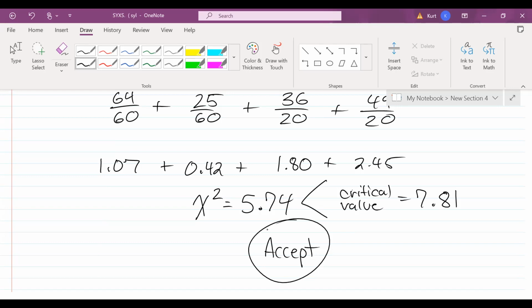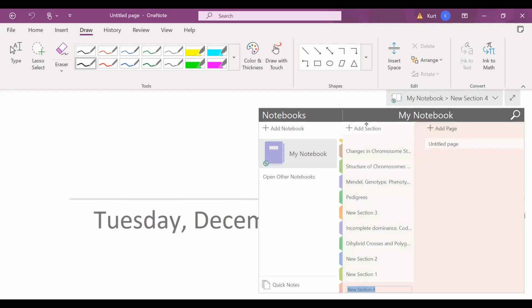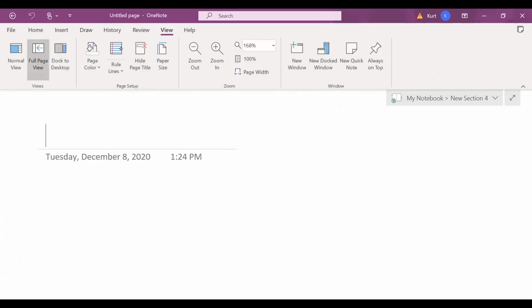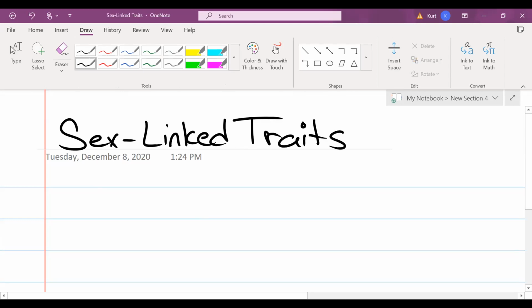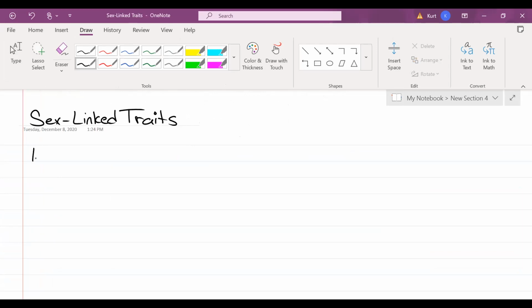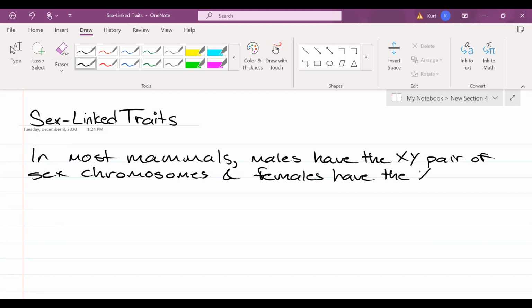Trust the process. All right, with that being said, we're going to switch gears. We're going to go into the topic for today and tomorrow, and this is going to be sex-linked traits. Now, in most mammals, males have the XY pair of sex chromosomes, and females have the XX pair.